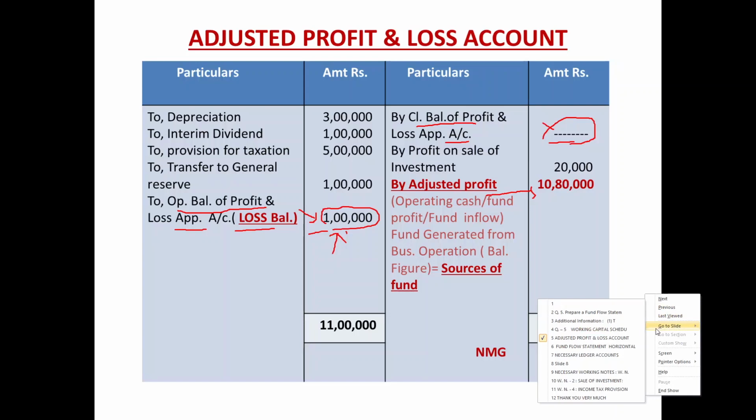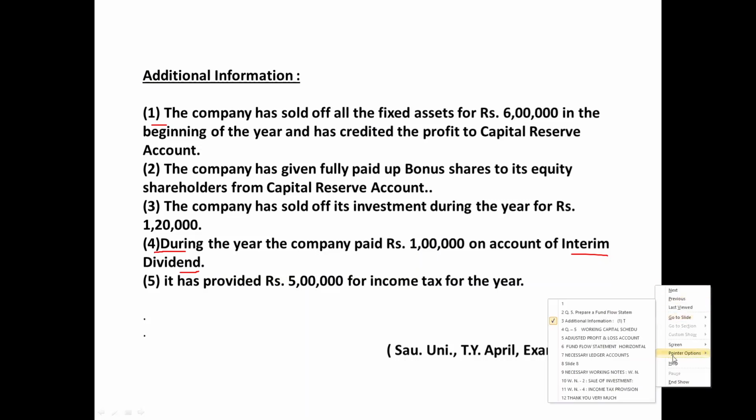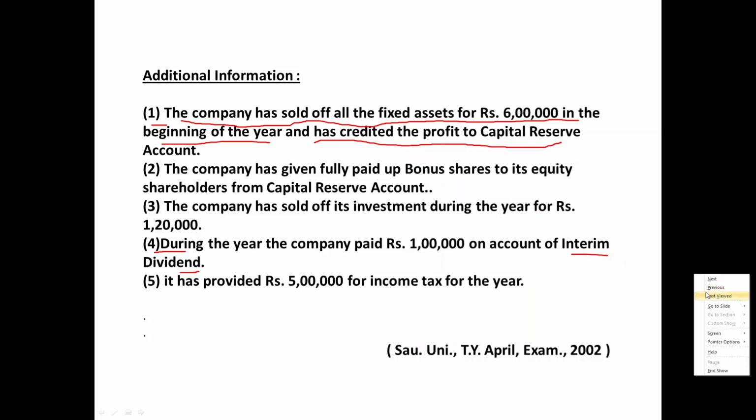Let us verify the additional information point one by one. First point: the company has sold off all the fixed assets for rupees 6 lakh in the beginning of the year. See the words, in the beginning of the year, and has credited the profit to capital reserve account. It's a good point. Have a look in the balance sheet.